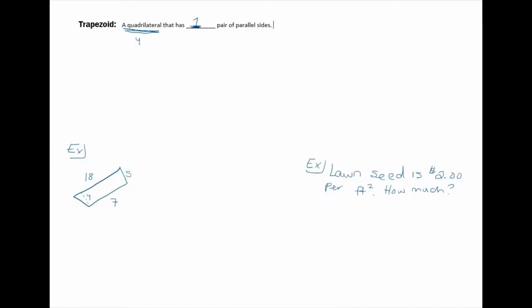So a parallelogram has 2 pairs of parallel sides, whereas a trapezoid only has 1 pair. And so that pair of parallel sides are going to be the bases. So notice here the top and the bottom are parallel. Those must be the bases. The bases are always the parallel sides.